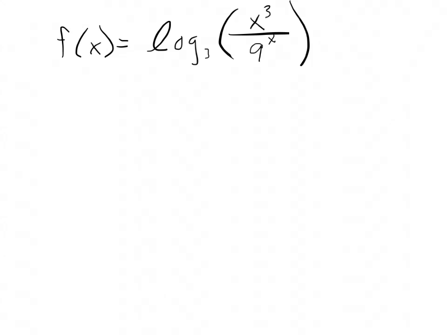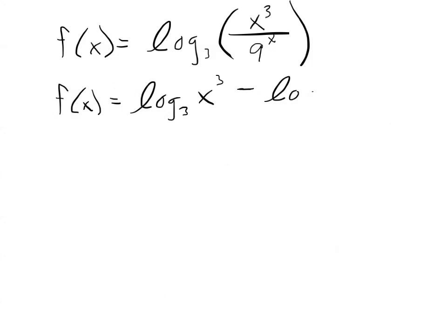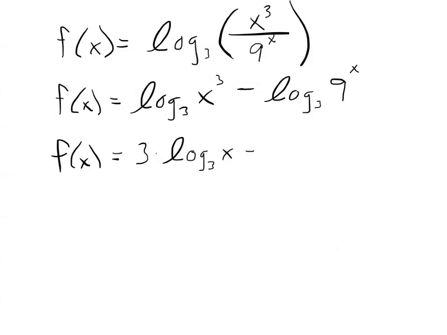But remember, because this is a division problem, we can split it into the two pieces. So I could certainly make this the log base 3 of x cubed minus the log base 3 of 9 to the x power. Great, but then simplify more, right? These powers can all come down. Still haven't taken the derivative yet. This is 3 times the log base 3 of x minus x times the log base 3 of 9.